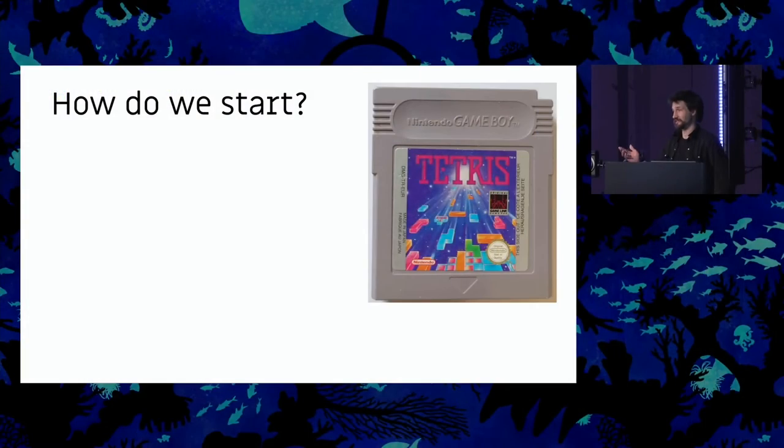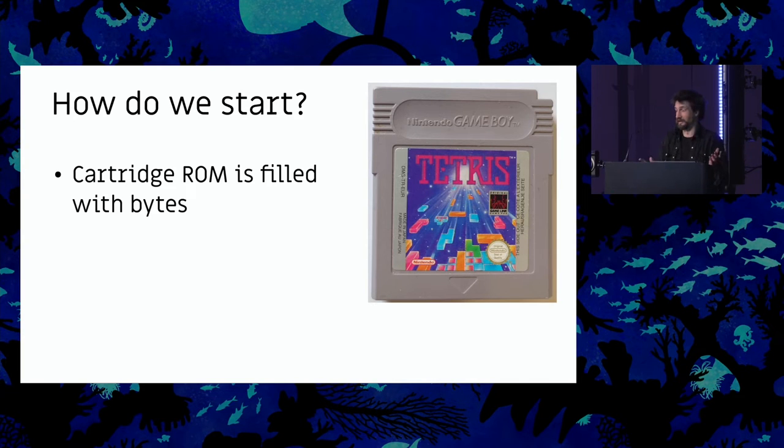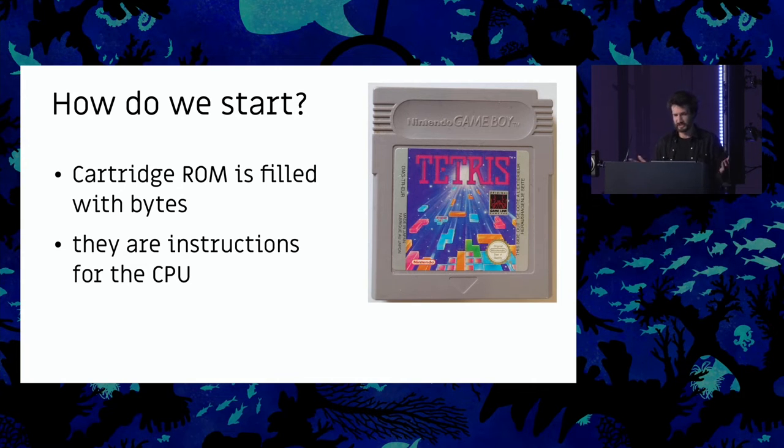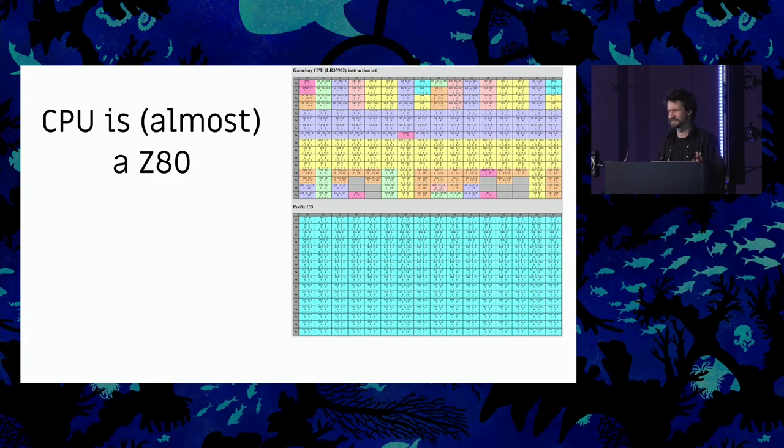Well, how do we start? What's the first thing to do to make an emulator? Well, there is a cartridge, for instance, Tetris. And what's on there? Well, it's a ROM. It's filled with bytes. What do those bytes mean? Well, they're instructions for the CPU. What is the CPU? Well, on the Game Boy, the CPU is almost a Z80. It's got a few instructions added, a few taken away, but it's basically a Z80.